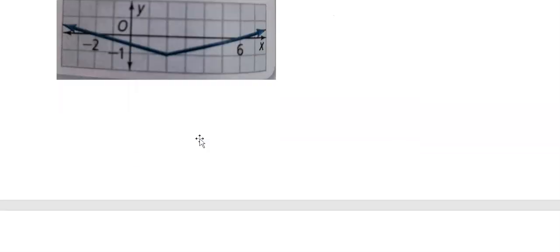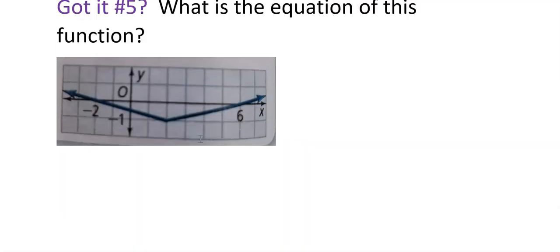Okay, so let's do one more of those, and then I think we are done. So first we have to identify the vertex. What would the vertex be? And that would be right here. Yep, 2, -1.